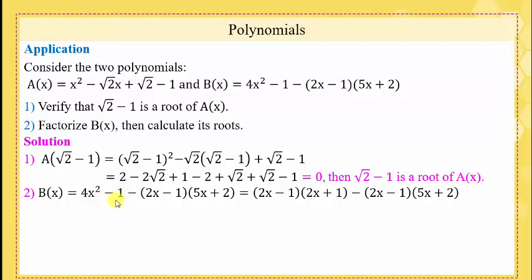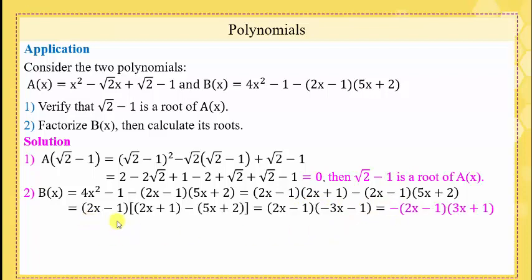So it is of the form a squared minus b squared, which gives (2x minus 1)(2x plus 1), where a is 2x and b is 1. And then we take a common factor x minus 1. After we take the common factor x minus 1, we divide (2x minus 1)(2x plus 1) by 2x minus 1 to get 2x plus 1.